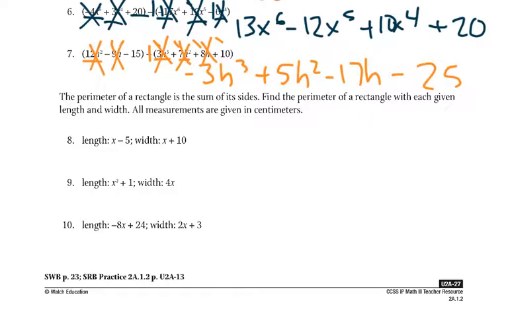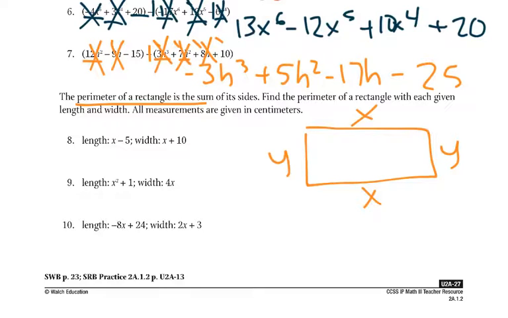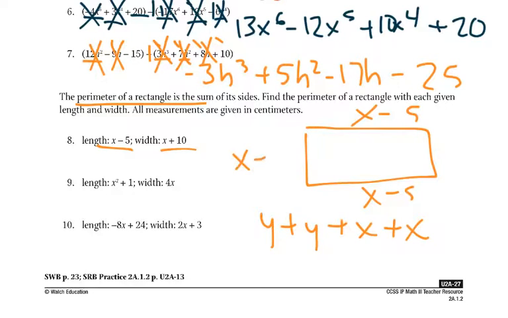Now these last three, they're dealing with perimeter of a rectangle. Okay, so we've got a rectangle, and you'll usually have the same sides. So the perimeter would be y plus x plus x. Okay, so now we're imagining that these are our lengths and our widths. So instead of x, it'd be x minus 5. Instead of y, it'd be x plus 10. But the same rule applies.